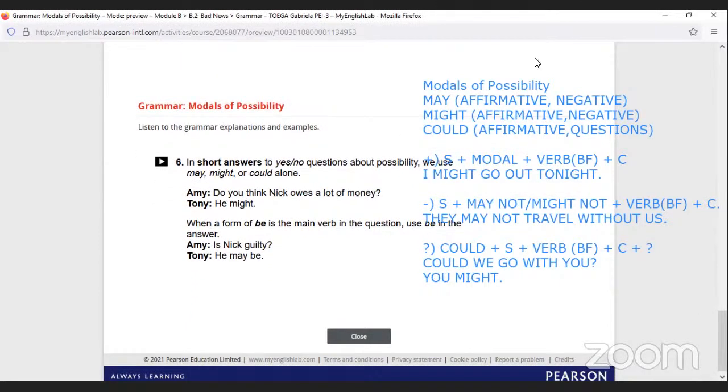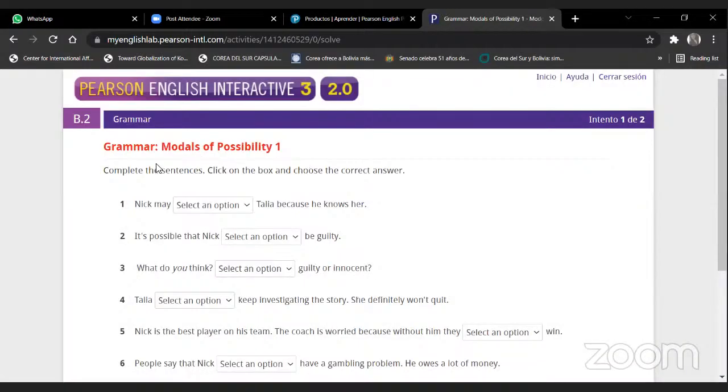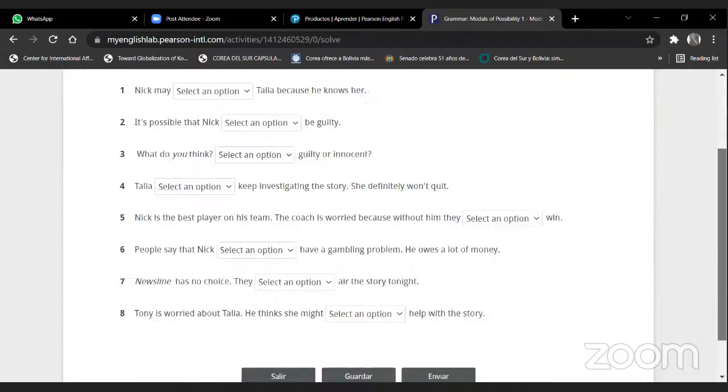Okay, so until here, Gabby, do you have some question? No, it's fine. Very good. Okay, so now let's go to the platform, okay? And let's see the exercises to see if everything is correct, okay? Okay, so let's go. Modals of possibility 1.